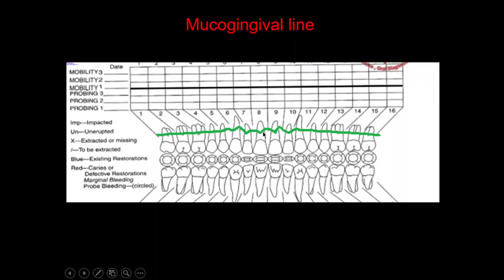The mucogingival line is scalloped in the anterior area and then faint or straight in the posterior area. It's scalloped in the anterior and faint in the posterior. The same thing applies at the labial of the lower arch and the lingual of the lower arch. But in the palate, we don't have a mucogingival line because all of the palate is keratinized mucosa.